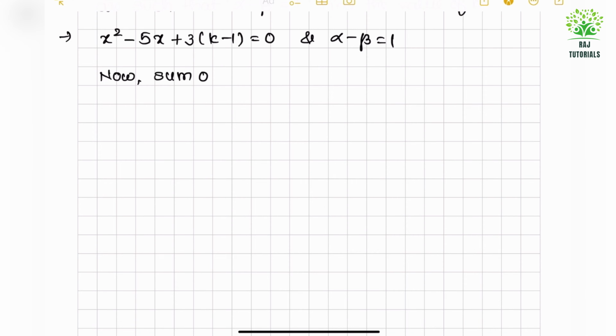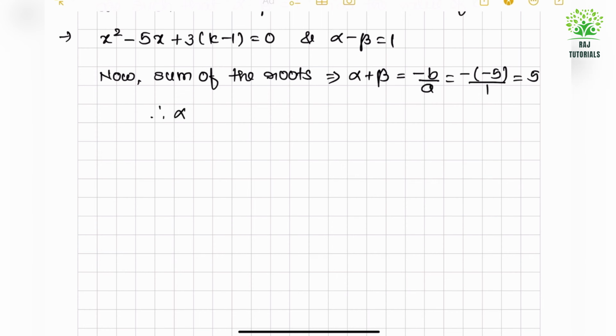Now the sum of the roots, that is alpha plus beta, will be equal to minus b by a. So here if I see carefully, it is minus of minus 5 upon 1, so that will be 5. So therefore I can say alpha plus beta equal to 5. Let me give this as equation 2, and alpha minus beta I was having, so I will give it equation 1. Solving.